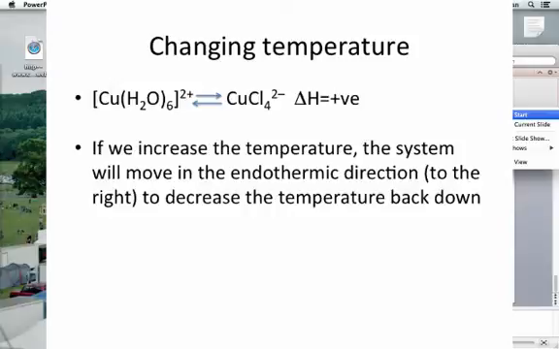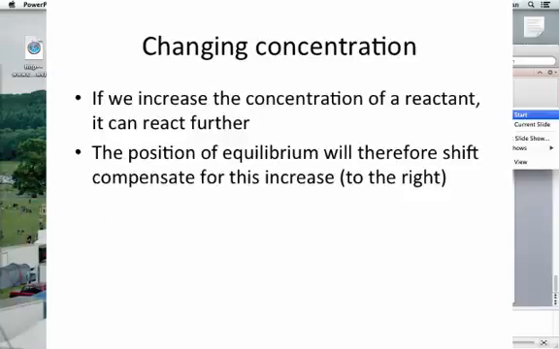What about changing the concentration? Well, if we increase the concentration of a reactant, it can therefore react further and faster. So the position will shift to the right to compensate for this increase. We'll have more of the product being made because there's more of the reactant at the start. So it moves to compensate for the change. We move away from where we've put the reactant or product in.